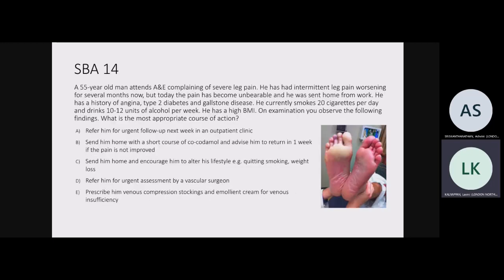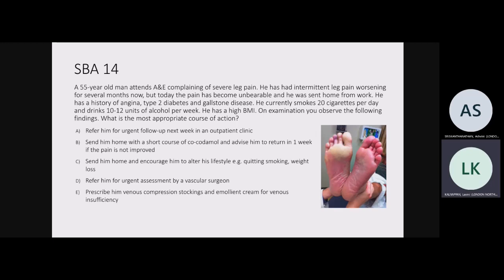So yeah, I think this might be the last question. A 55-year-old man presents to A&E with severe leg pain. He's had it for multiple months, but now that it's become unbearable, and he was sent back from work because he couldn't work. He has a history of angina, diabetes, and gallstone disease, smokes 20 cigarettes a day, drinks about 10 to 12 units a week, has a high BMI, so a risk factor profile developing there. Do you notice this on examination? What do you think the most appropriate action is?